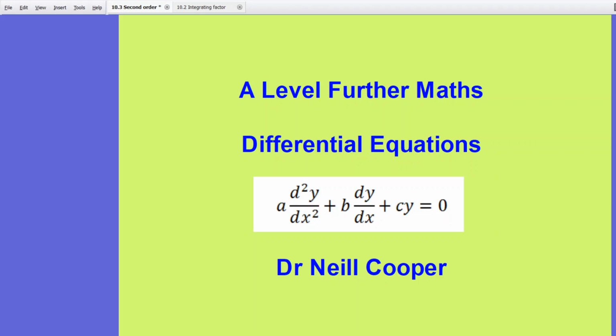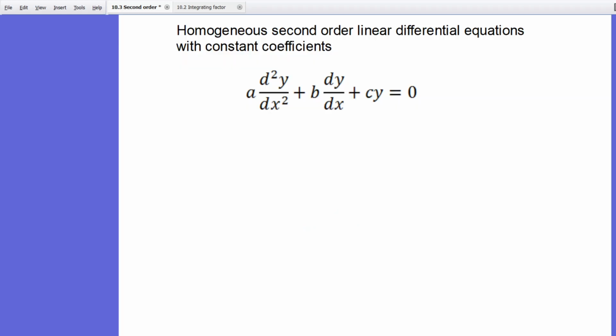Homogeneous second-order linear differential equations with constant coefficients. These equations can be written in this form. There's a standard approach to solving them. It starts by assuming the solution can be of the form y equals a e to the lambda x, which means when we substitute it into this equation, we get a nasty looking equation.